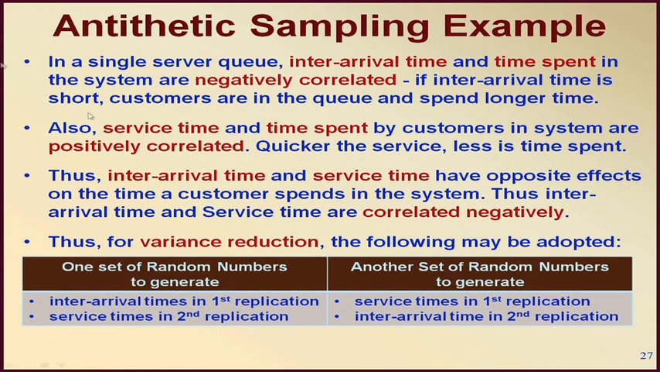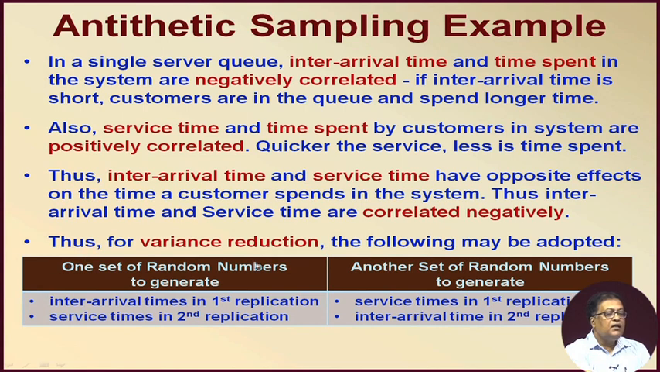Let us look here, the inter-arrival time and time spent in the system are negatively correlated. If inter-arrival time is short, customers are in the queue and spend a longer time. Also, service time and time spent are positively correlated. Quicker the service, less is the time spent. Already we have seen that. So, inter-arrival time and service time have opposite effects on the time a customer spends in the system. Thus, inter-arrival time and service time are correlated negatively, right.